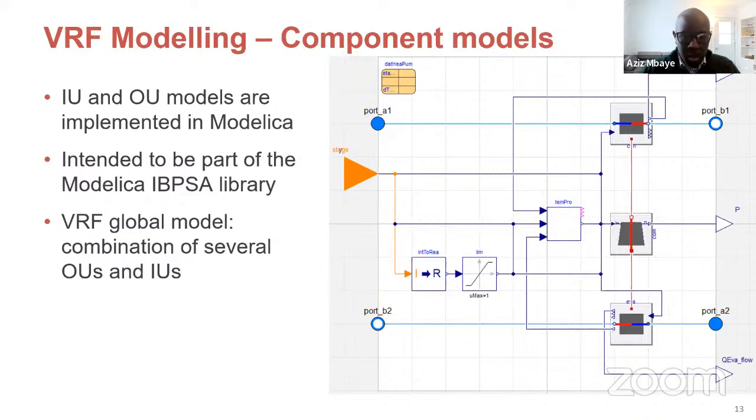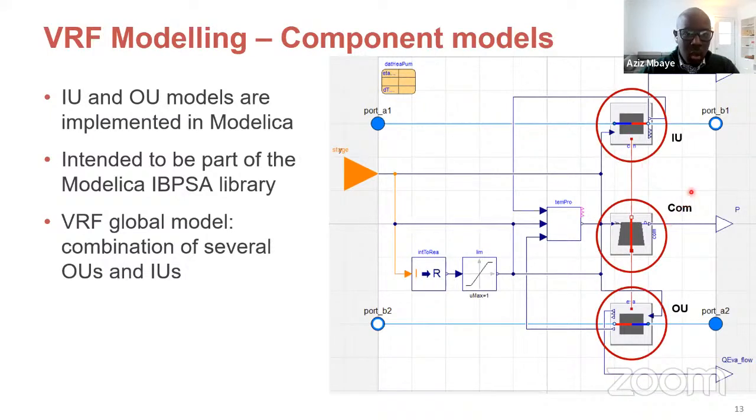Here we first implemented the models of the different components: the indoor unit model here, the outdoor unit, which is represented here by the compressor, and here the heat exchanger of the outdoor unit. Finally, the global VRF model is the combination of all those models, the outdoor unit model and several indoor units. As the implementation is vector based, this model is able to simulate systems with a large number of indoor units. We also add some control blocks available in the IBPSA building library to facilitate the control and the simulation of the model.